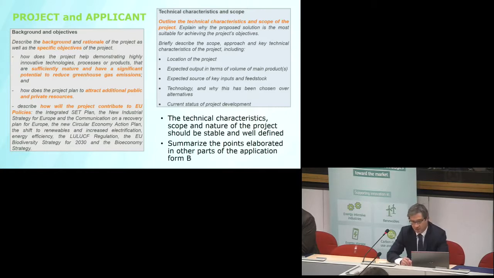Another part of this application form will ask you to provide the summary of the technical characteristics of the scope of the project. So you will provide information about location, expected outcome, output, expected source and feedstock, technology and current status. What I would like to probably raise here, that even in the first stage, this is probably the most stable part of your application. You will need to be sufficiently robust and well defined in terms of the substance, of the nature, and of the key technical characteristics of your project, because this is essentially what you are going to compete with. This is your proposition. This is the technology based on which your project will be evaluated.